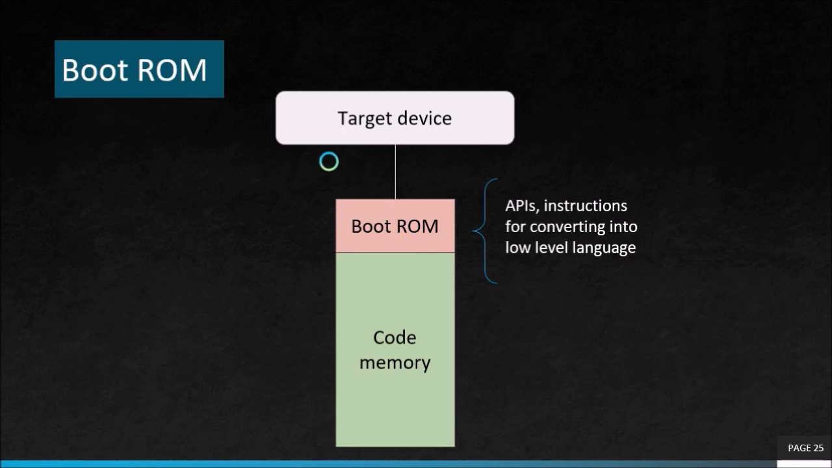Next, we see something common for SPI supported devices. We know that the code memory is the memory in which code exists. To eliminate the use of an external programming device, all the instructions and APIs that translate high-level language to machine code are provided in a boot memory. The boot memory is still a part of the code memory.